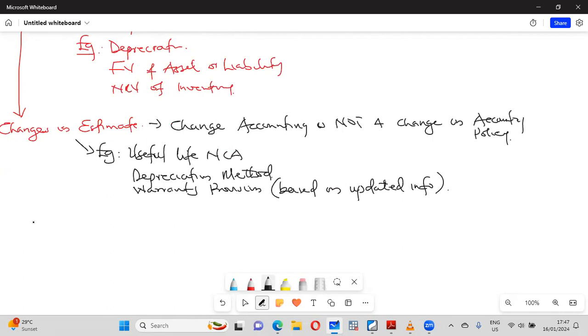The accounting treatment, therefore, is that a change in estimate is applied from the current year through to the future years. All right. So we say that it is applied prospectively.